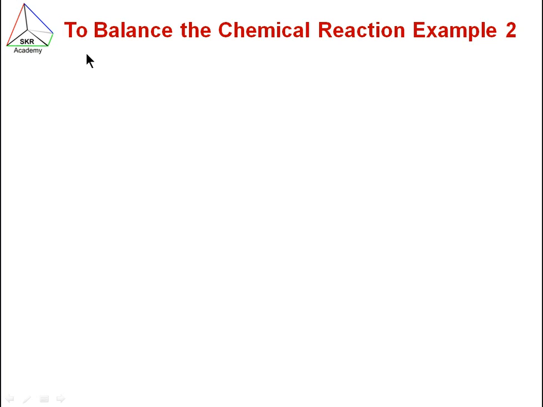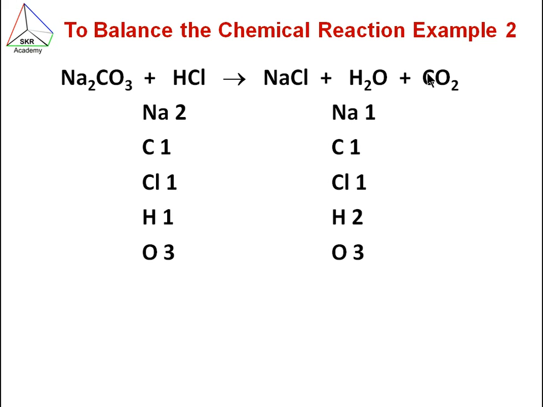Hello dear, this is the second video on how to balance chemical reactions. Let's take another example where we have to balance this reaction. When sodium carbonate reacts with hydrochloric acid, it produces sodium chloride, water and carbon dioxide.